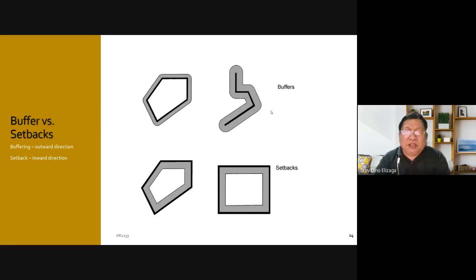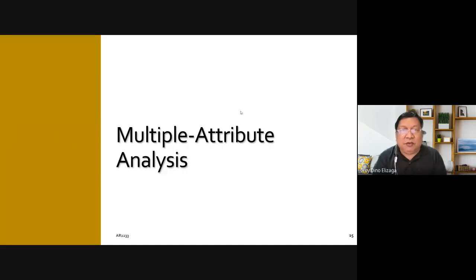So I mentioned buffers. I also mentioned setbacks. What's the difference? Basically, the buffer goes outside from the area. If you have a property in your design, the buffer goes out of that area. But that applies if your area has something to protect. If not, then there's no buffer. And the setback is going inside. From your property line going in, you should not build. So that's the difference between the two.